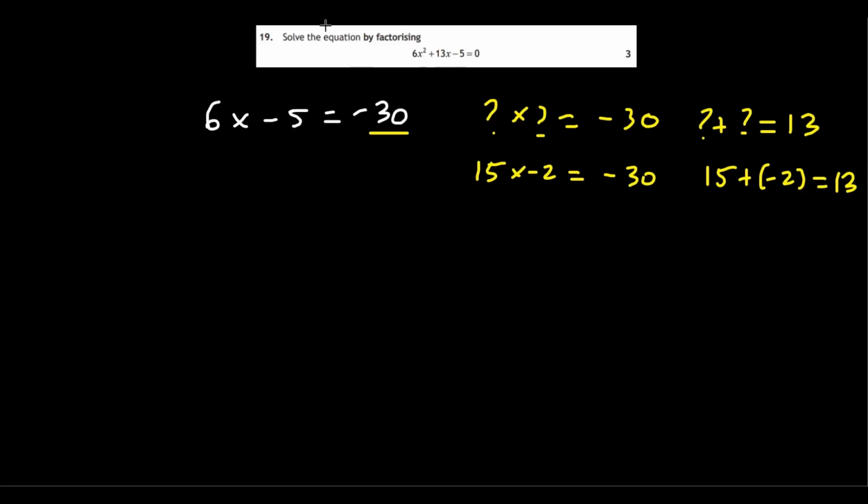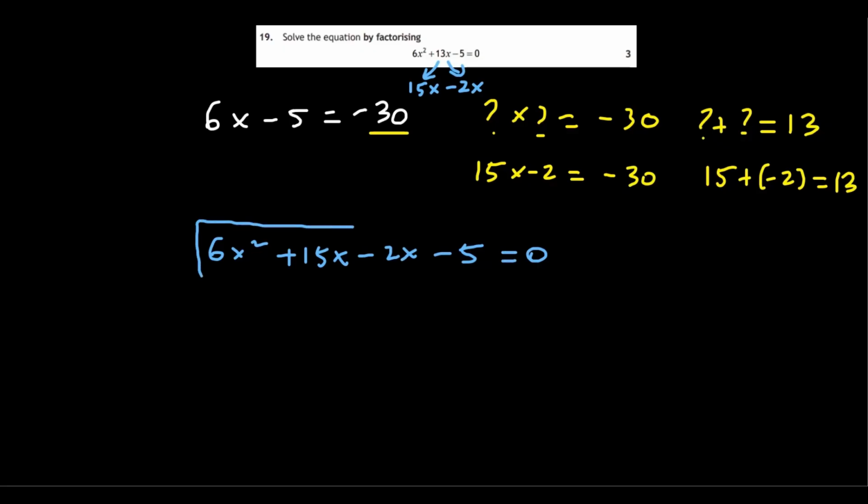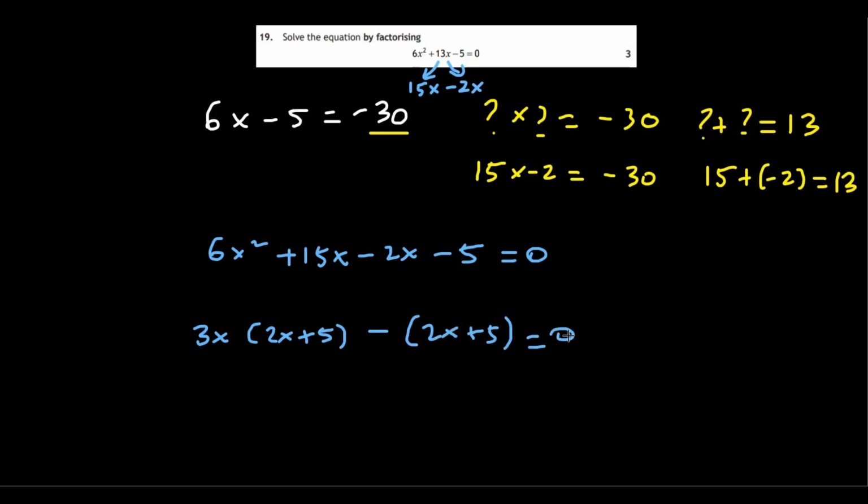And then we just split the middle term into those numbers. So we just write that as 15x and then minus 2x. So that becomes 6x squared plus 15x minus 2x minus 5. And then we just factorize each expression separately. So 2x plus 5, and then we get minus (2x plus 5) equals 0. And then we just take out the common factor. So that's a common factor for both terms. So it would be (2x plus 5), and we're left with (3x minus 1).